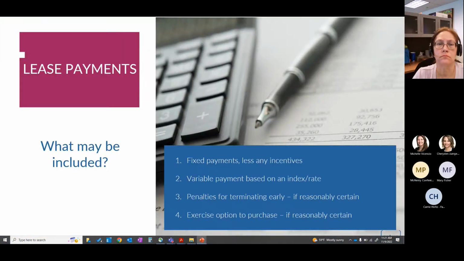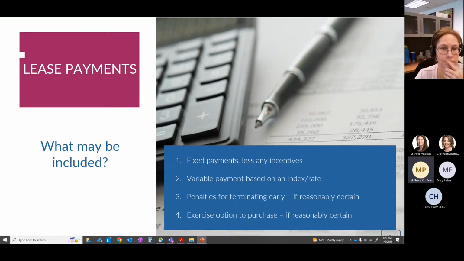And so then when we're looking at these lease payments, we need to also determine what is included in the lease payments, because those are going to factor into our present value and everything that has to go into how we're recording these leases now. So with the lease payment, we are going to look to see what your fixed payments are, less any incentives that they might be giving you.